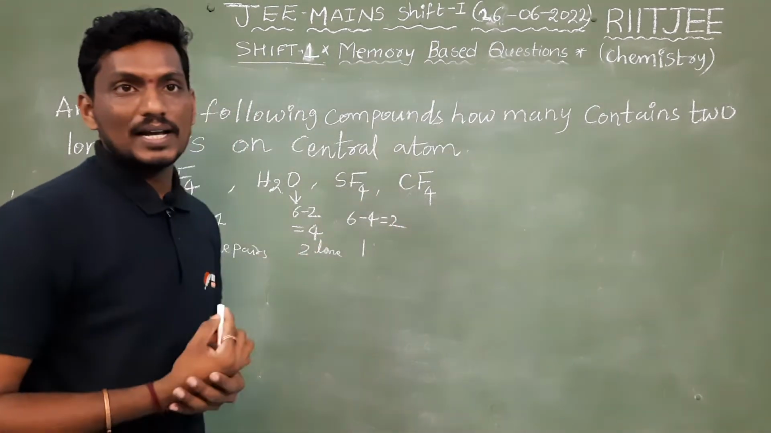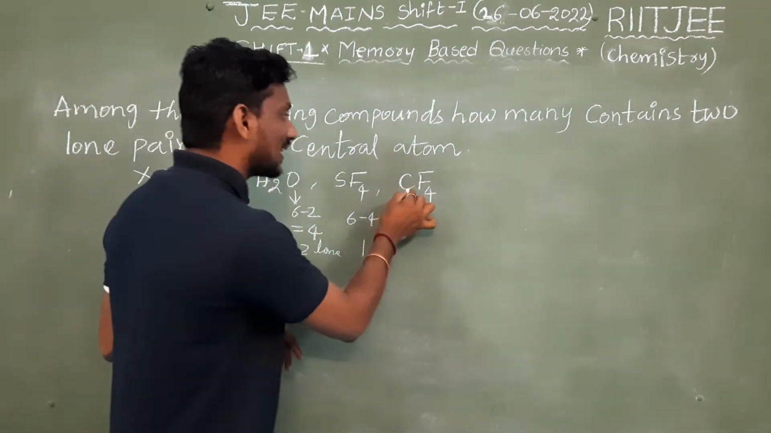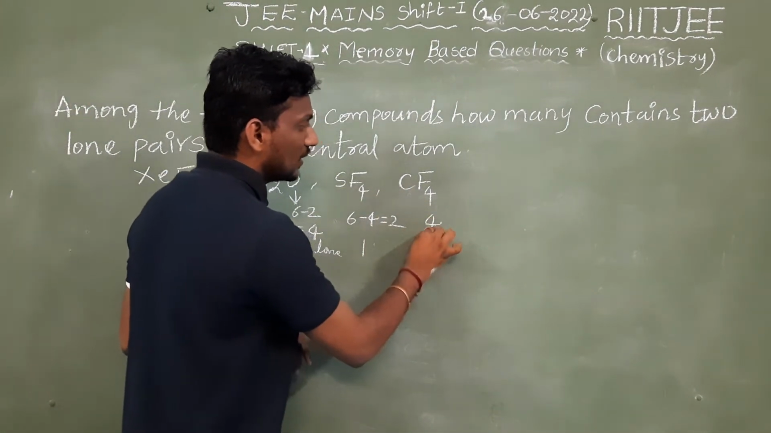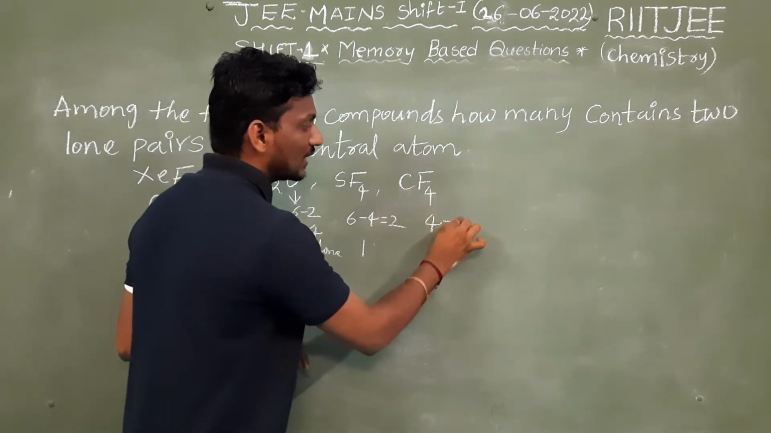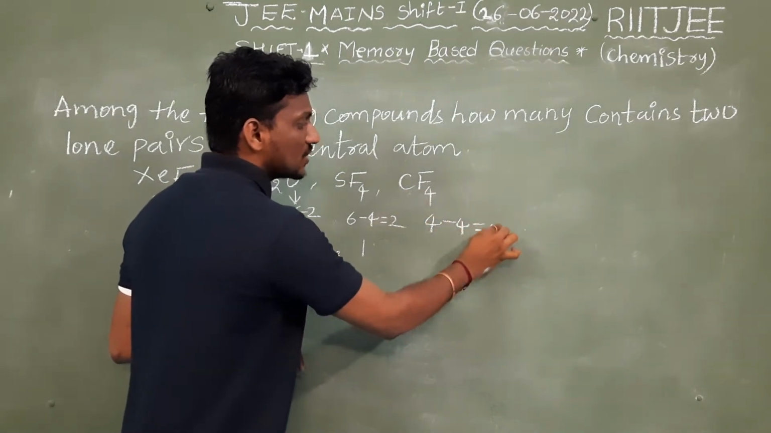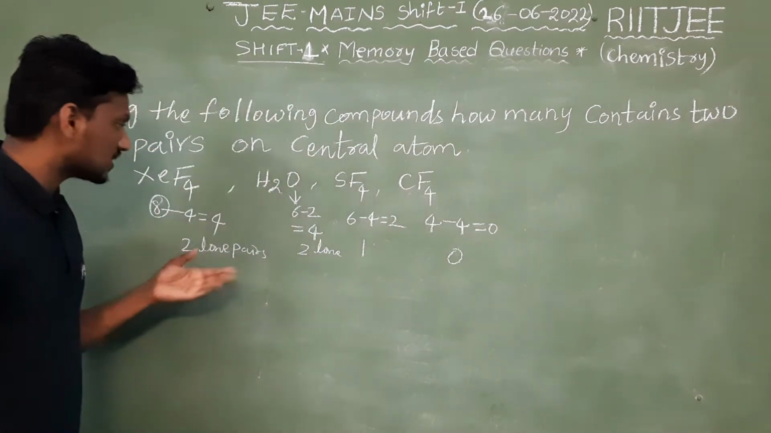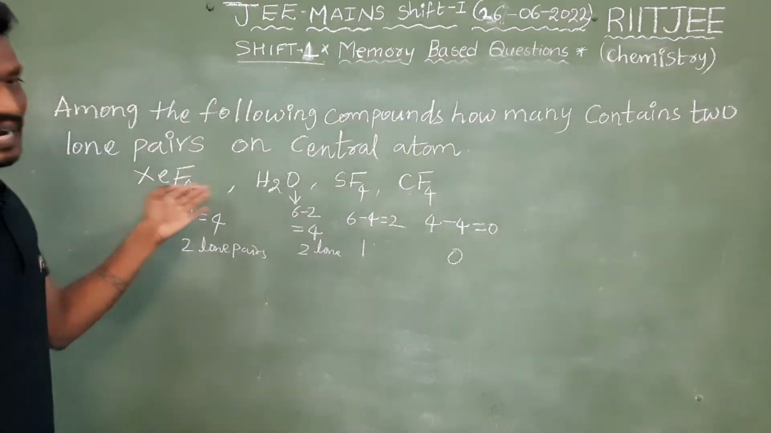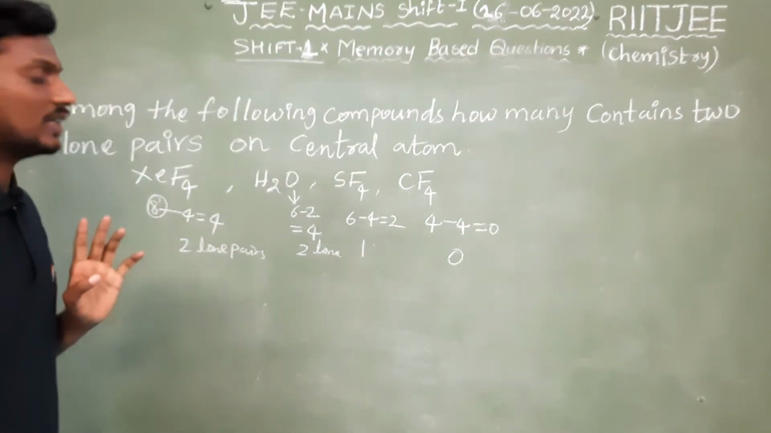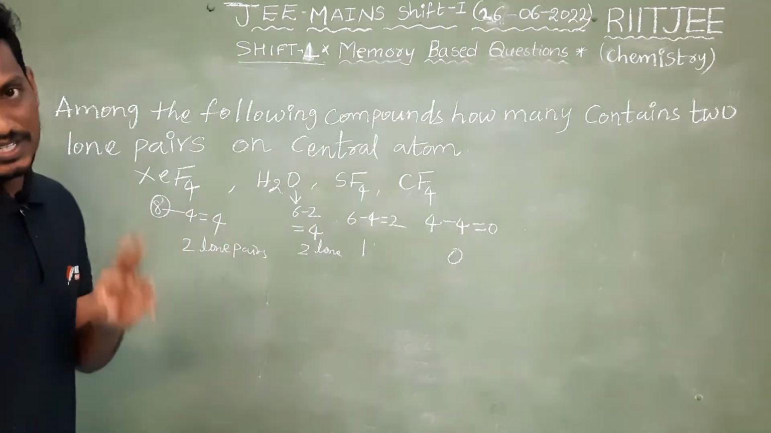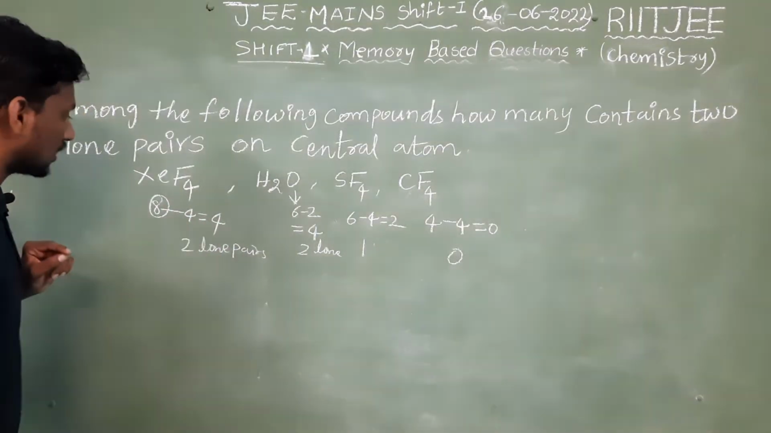Now when it comes to CF4, the valence electrons of carbon are 4. All 4 are involved in bonding, so there are 0 lone pairs. So only 2 species contain 2 lone pairs, the xenon compound and H2O. The answer is 2. Even let us see the structure of these compounds.